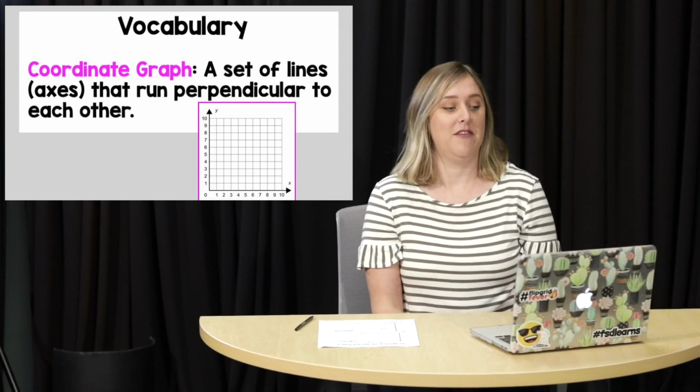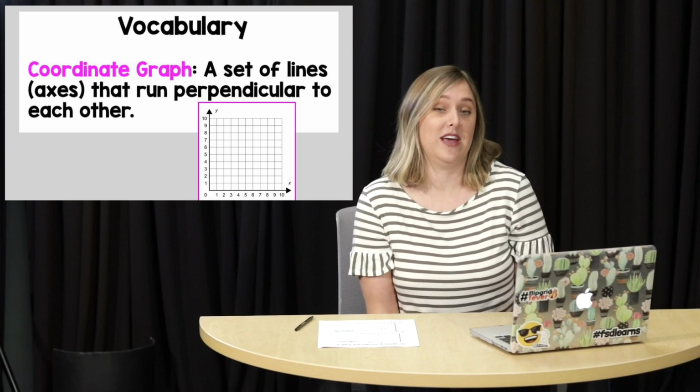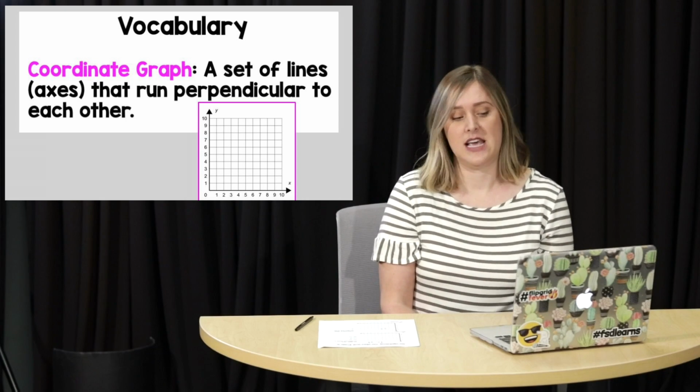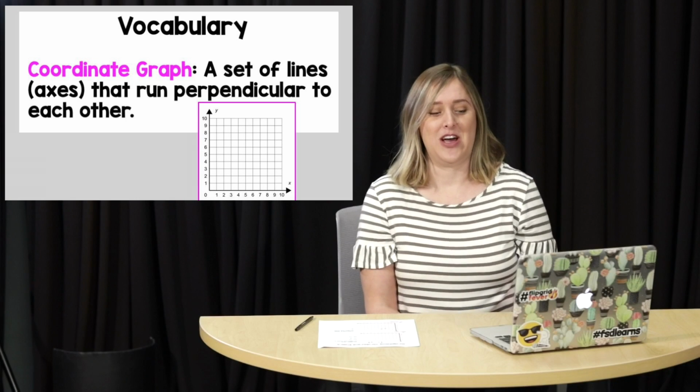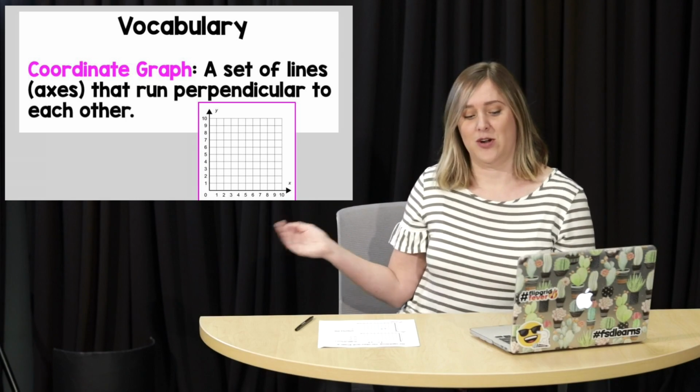Our next vocabulary word that we will talk about today is called a coordinate graph, or you can call it a coordinate plane. This is a set of lines or axes that run perpendicular to each other. So as you can see on the screen here, that is called a coordinate graph or a coordinate plane.